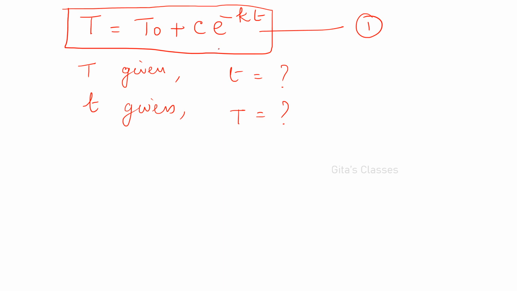And two conditions will be given. Using those conditions we are supposed to find out C and K. So in both the cases we'll see one example each. Capital T will be given and you have to find out small t, and small t will be given and we can find out capital T. Let us see the problems.